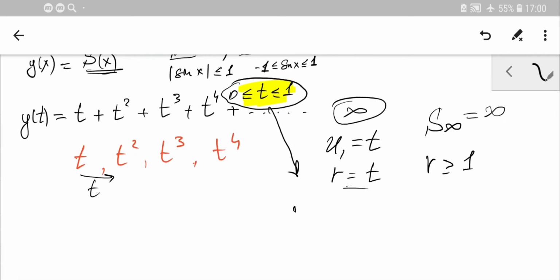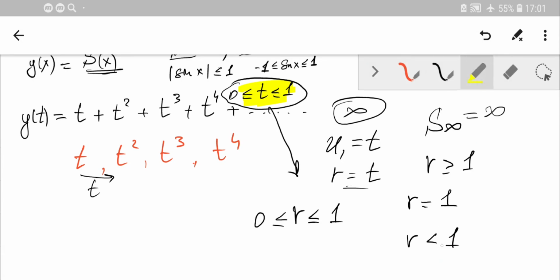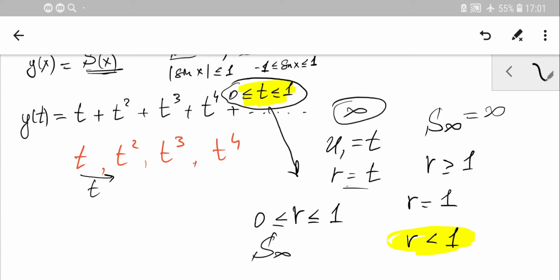We have some problem because our ratio is t, and due to our restriction, the ratio is more or equal to 0 and less or equal to 1. So we need to consider two cases: first, if the ratio is 1, and second, if the ratio is strictly less than 1. Let's explore the simplest case. If the ratio is less than 1, we definitely have the formula for the sum up to infinity, and this sequence is convergent.